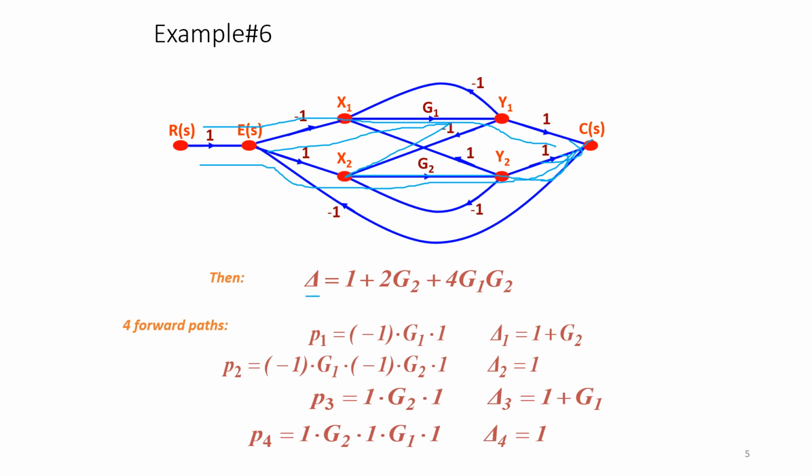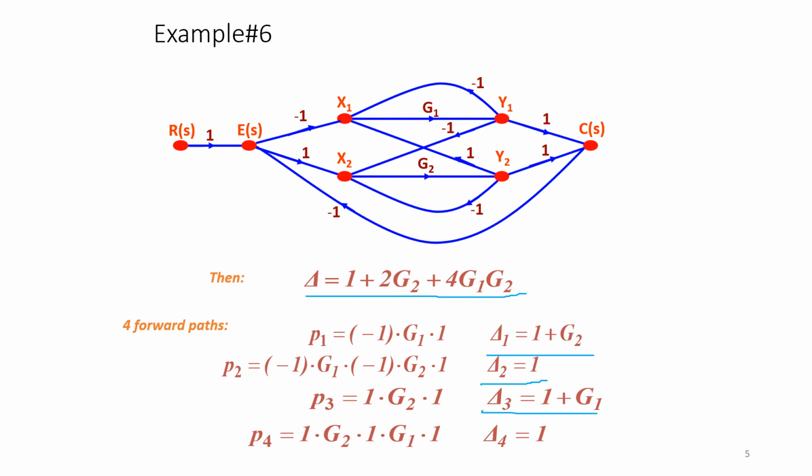And delta value, when you evaluate, you are going to get it as equal to 1 plus 2 G2 plus 4 G1 into G2. Okay, so try to evaluate the forward paths in a proper way, and when you are finding out your delta 1, delta 2 and delta 3, you have to eliminate all the loops which touch that particular forward path.